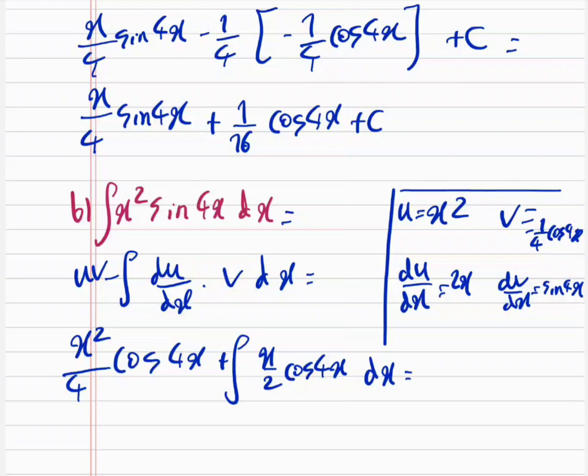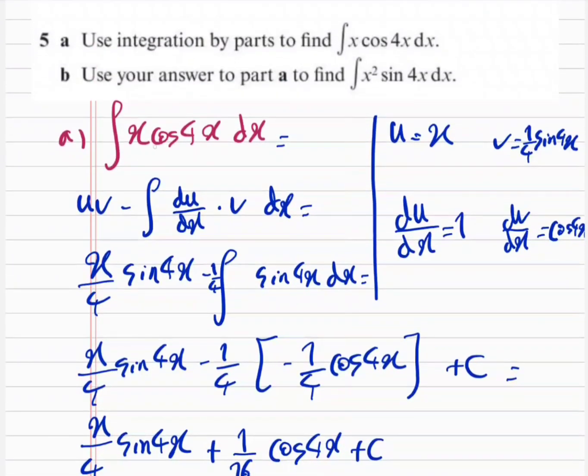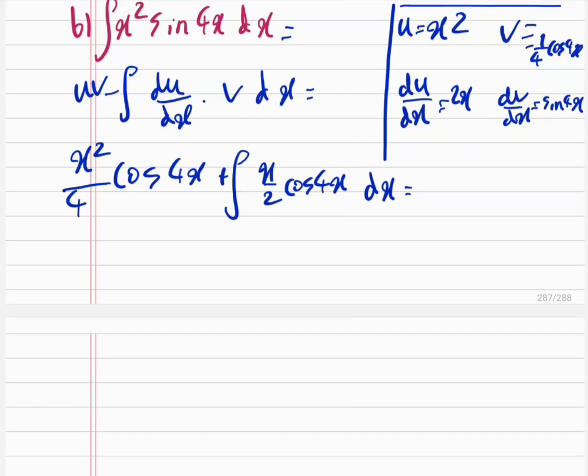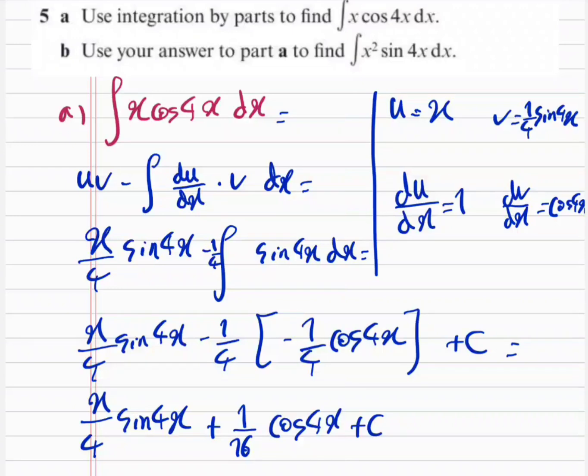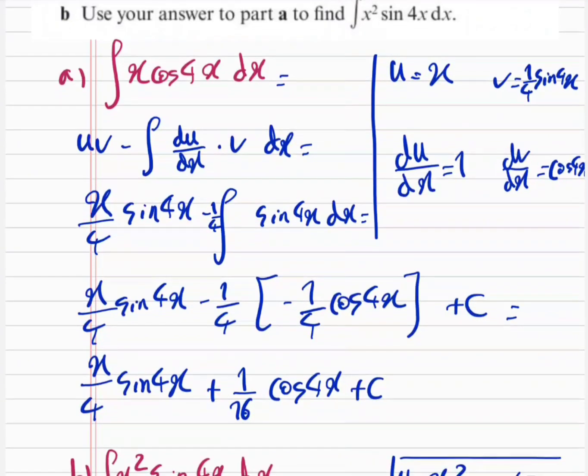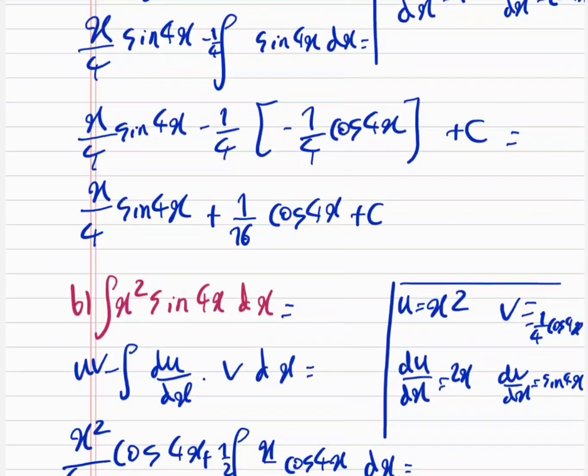Now the interesting part here is that when you look at part A, the integral is x times cos 4x, and here we almost have the same thing, it's x over 2 cos 4x. So we can simply take this factor of half and write it outside, so that we have x times cos 4x, and that's the same as part A. And we have found that the integral of x cos 4x is equal to this expression here.